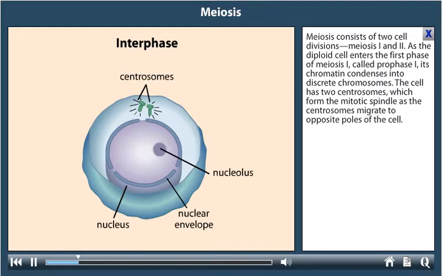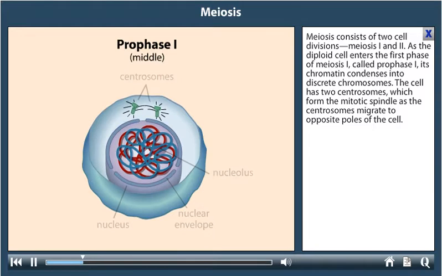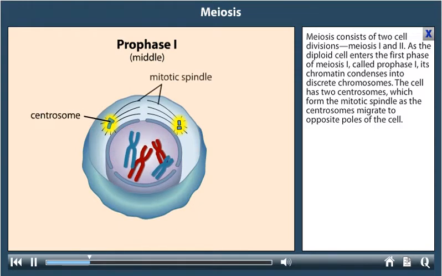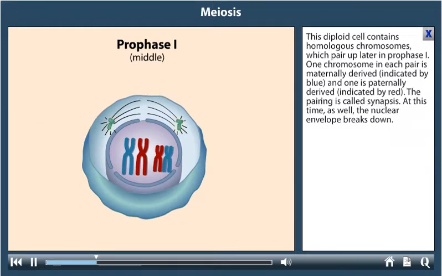As the diploid cell enters the first phase of meiosis I, called prophase I, its chromatin condenses into discrete chromosomes. The cell has two centrosomes, which form the mitotic spindle as the centrosomes migrate to opposite poles of the cell. This diploid cell contains homologous chromosomes, which pair up later in prophase I. One chromosome in each pair is maternally derived, indicated by blue, and one is paternally derived, indicated by red. The pairing is called synapsis.